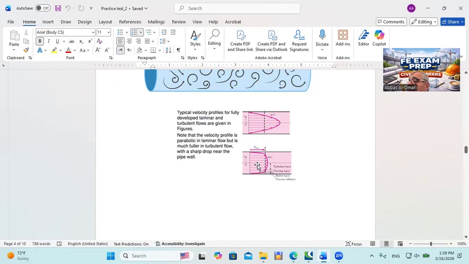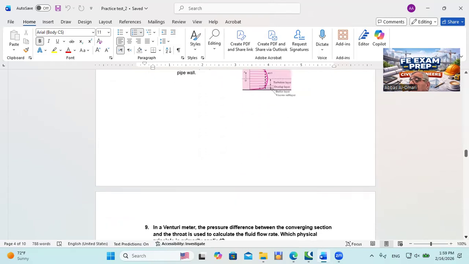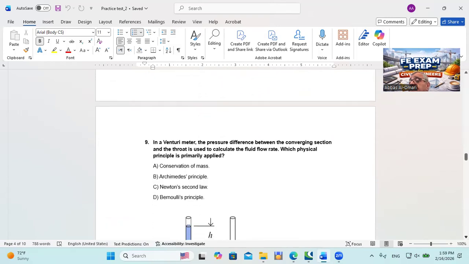Pipe friction is more important than viscous effects when we talk about head loss. So head loss in laminar flow is mainly caused by viscosity, and in turbulent flow it is mainly caused by pipe friction. This is also an important distinction between laminar and turbulent flow.